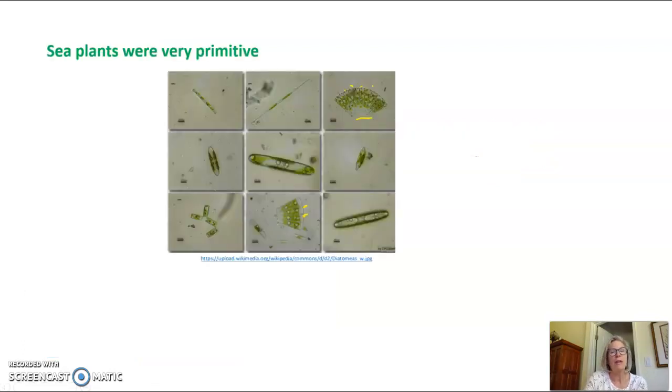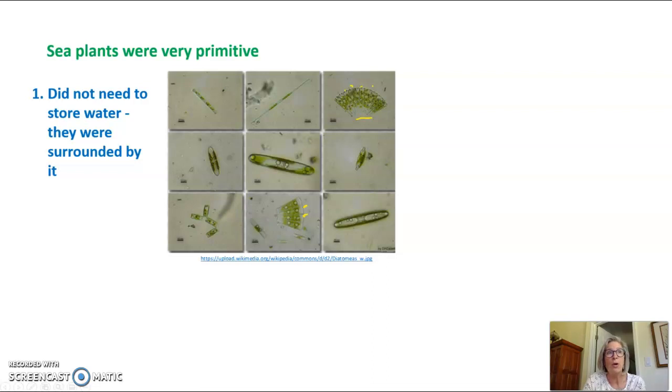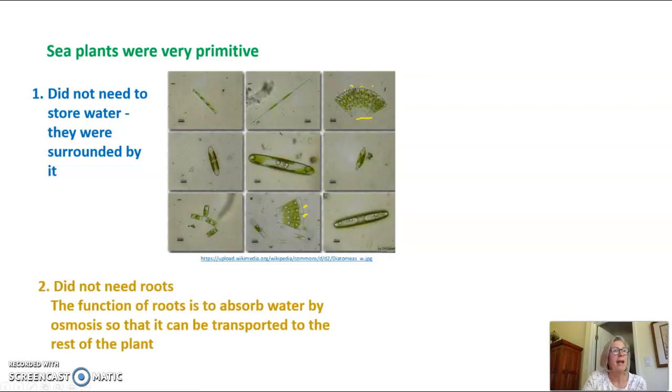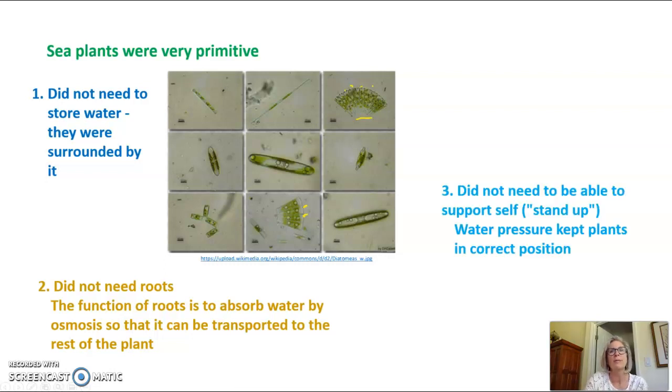Sea plants were very primitive. This is a picture of what we think the original sea plants might have looked like. They were very small, probably single-celled or a few cells. They didn't need to store water. They were surrounded by it. And they didn't need roots. The function of roots is to absorb water by osmosis so it can be transported to the rest of the plant. Well, sea plants were surrounded by water, so they didn't need any roots.